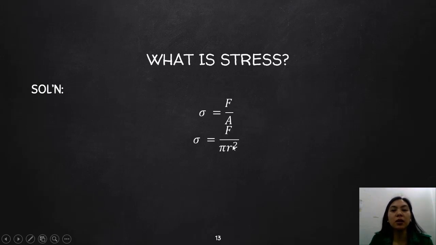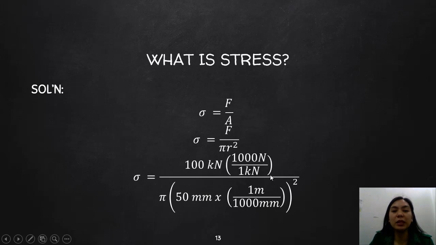And you know that the area of a circle, since the cross-section of the tube, since it's a tube, it's a cylinder, and the cross-section of a cylinder is a circle, is pi r squared. Substituting all of the values that we have, the force is 400 kilonewtons, and of course you have to convert that into newtons, knowing that 1,000 newtons is equivalent to 1 kilonewton, and in the denominator you have pi multiplied by the radius squared.